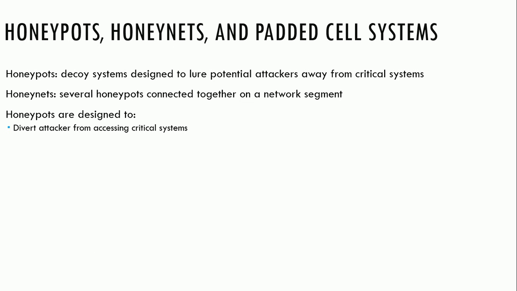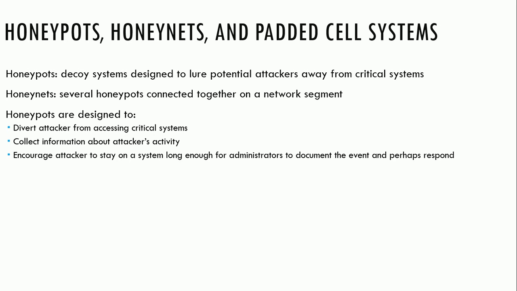So they divert the attacker from accessing critical systems, collect information about what they're doing so that we can learn from it, and encourage the attacker to stay on a system long enough for us to document the event and respond. So again, we're going to divert them away from the real critical systems. We're going to use the honeypot to collect information about their activity so we can learn from it. We can fingerprint what they're doing. Maybe we can even identify who they are. And since they think they've really hacked a system, they're going to stay there longer trying to collect that data. Maybe try to download that 400 gig fake database that we have, for example.